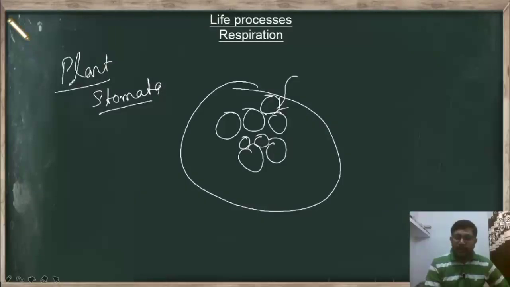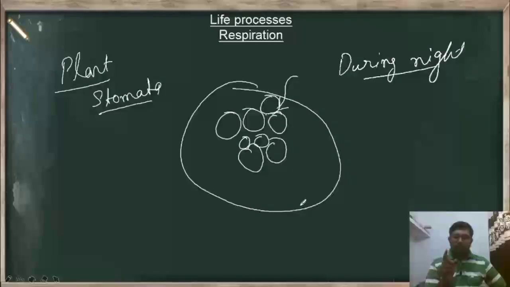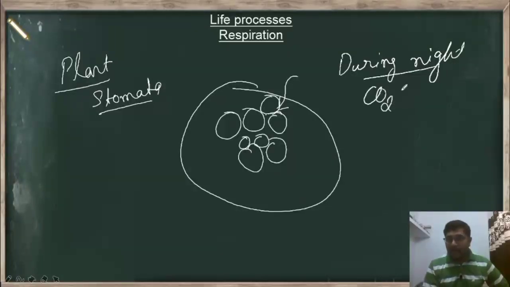And also in case of plants, the exchange of gases is not the same, because consider the night time. During night time, photosynthesis will not take place in the plant body. So whenever photosynthesis does not take place, the plant will not utilize carbon dioxide. So during night, the plants eliminate carbon dioxide.